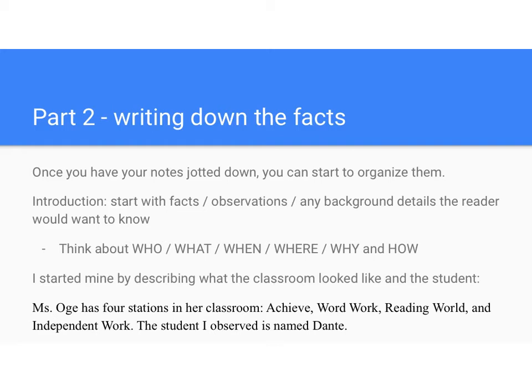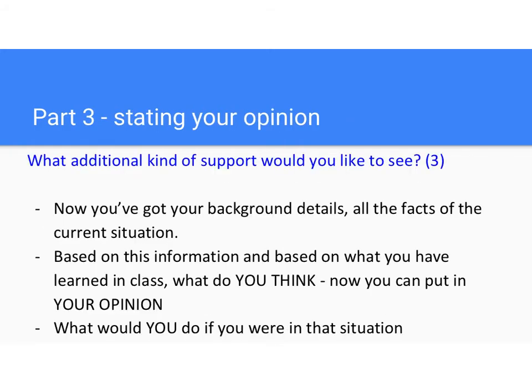So I just wanted to set it all out, try to build the scene. You can even talk about what the classroom looks like, that sort of thing. And then we're going to go into part 3, which is actually stating your opinion. So after you've gotten all those facts laid out in your intro, you might even have 2 paragraphs of facts if you've got a lot. Remember, we need all that to support your opinion.